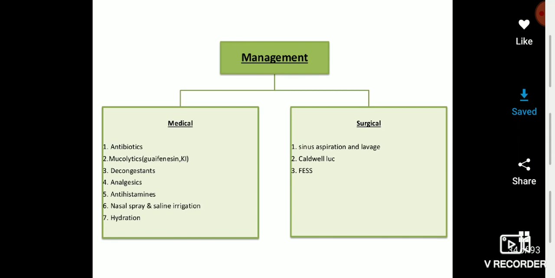And second one is the Caldwell-Luc procedure. Third one is FESS. FESS is nothing but functional endoscopic sinus surgery.